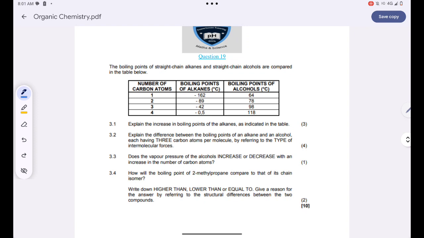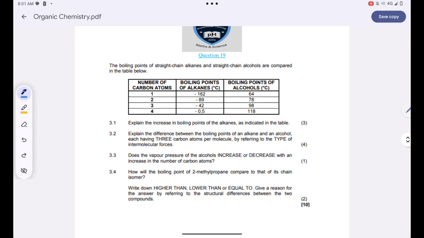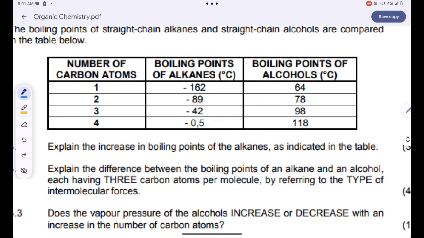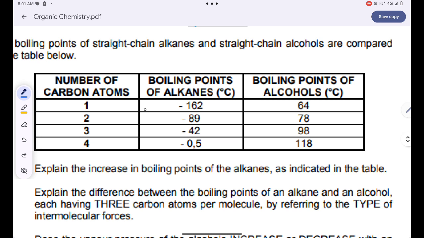The boiling points of straight chain alkanes and straight chain alcohols are compared in the table below. We have alkanes and alcohols. All of them are straight chains, né? Okay, so here we are dealing with methane.